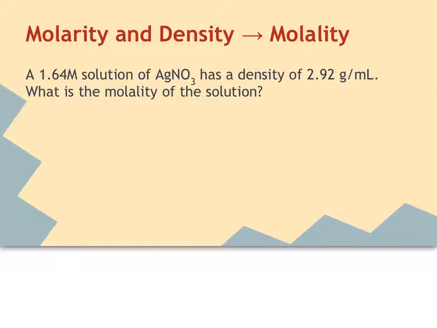So first we have a 1.64 molar solution of silver nitrate, and it has a density of 2.92 grams per milliliter. What is the molality of this solution? Okay, so generally when we get into a place like this, we have to know what molality is. Molality equals moles of solute over kilograms of solvent, okay?